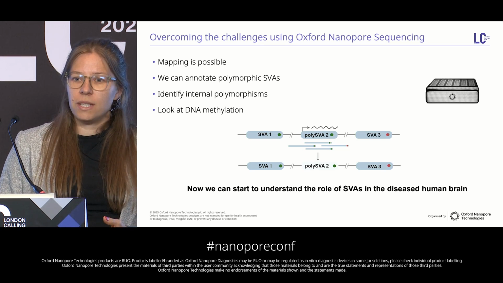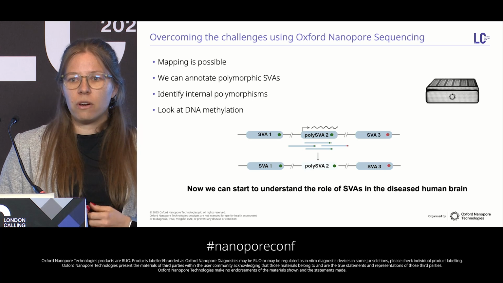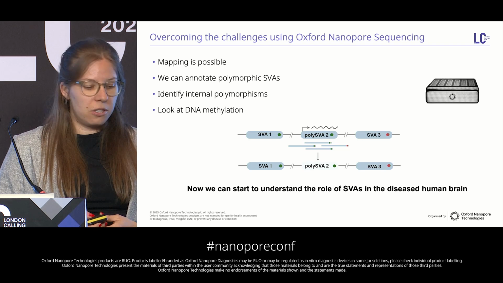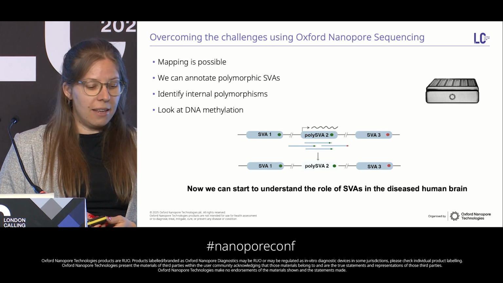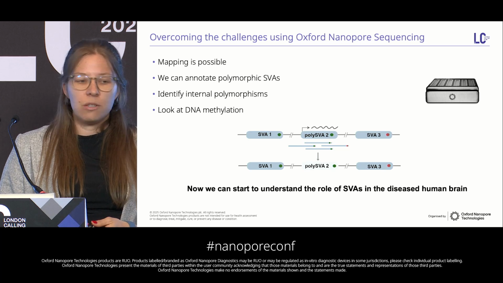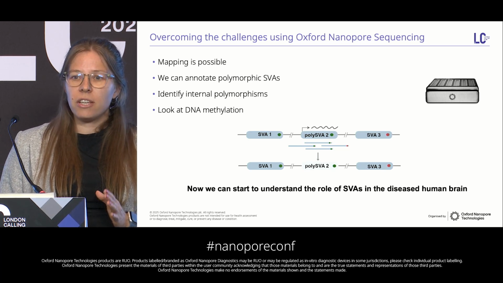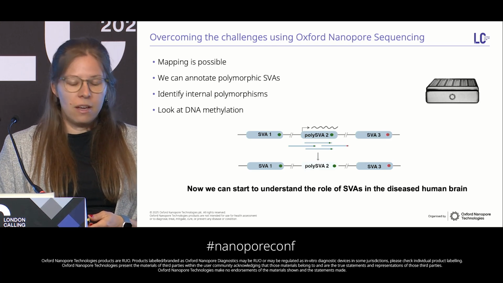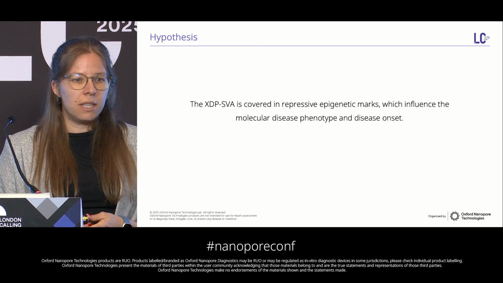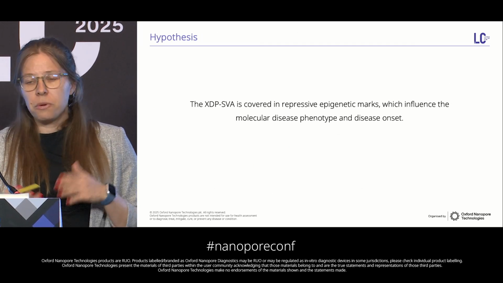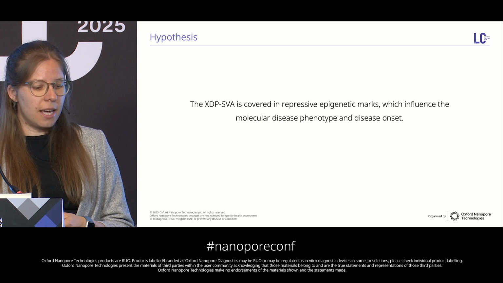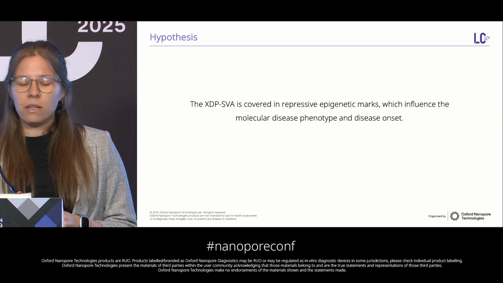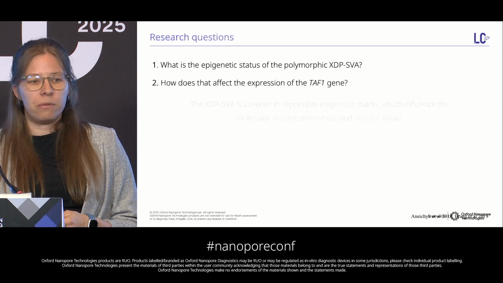That's why nanopore sequencing came very handy for us, and it really helps us to overcome these challenges, because now we can actually map the transposons, we can annotate the polymorphic insertions, we can identify polymorphisms, and we can also look at the DNA methylation that is very significant in the case of these insertions. So now we can start to look at these elements in the human brain and see what effects they have, of course focusing on X-linked dystonia-parkinsonism, this disease that I introduced to you. Based on what I said, we hypothesized that the XDP-SVA is covered by repressive epigenetic marks, and the presence of those marks affects the molecular phenotype of the disease and the disease onset.